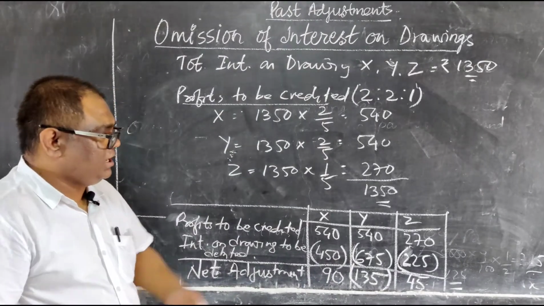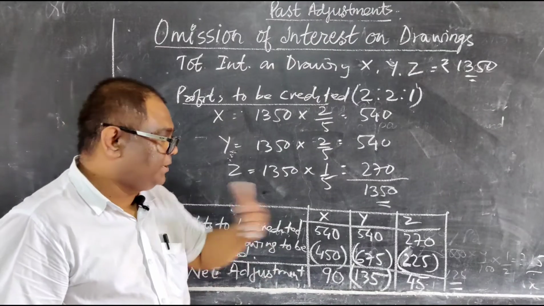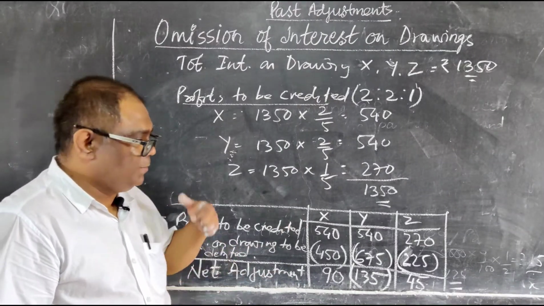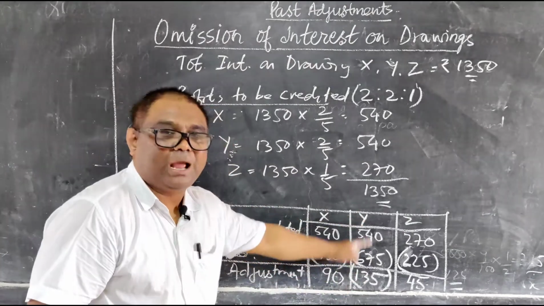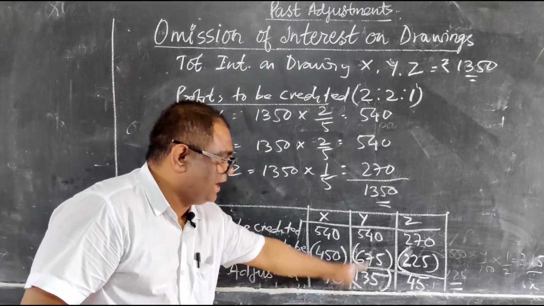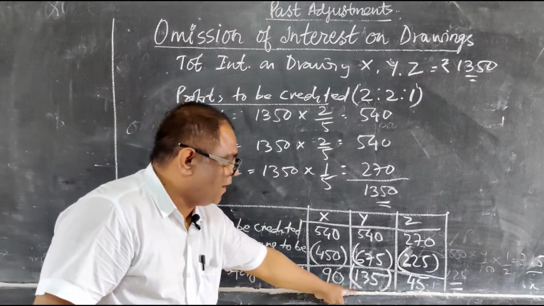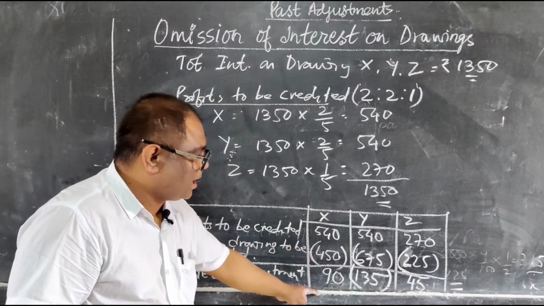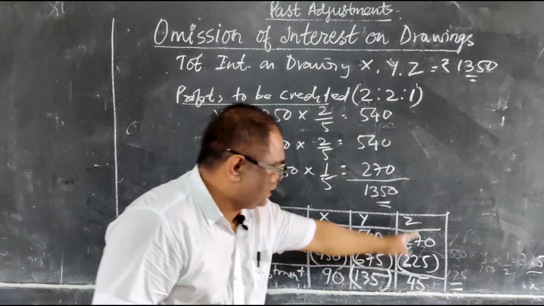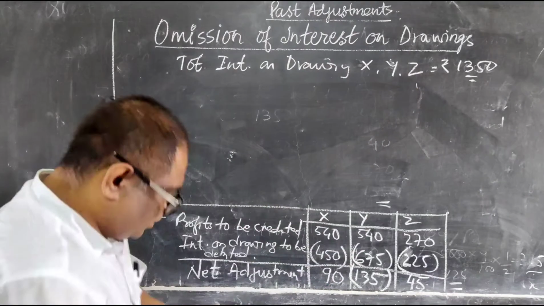So only Y is negative, because Y has to be debited 675 and will be credited only 540. So now Y's account is to be debited 135 because of the negative net adjustment. The Y capital account is debited, and the X capital account and Z capital account are credited. So now let us see the adjustment journal entry.